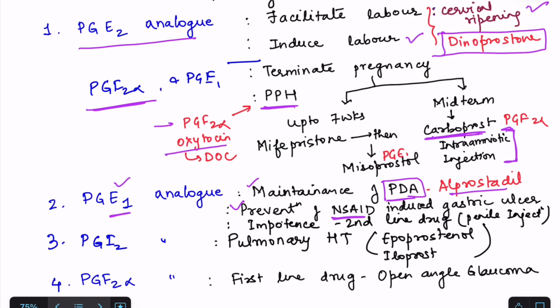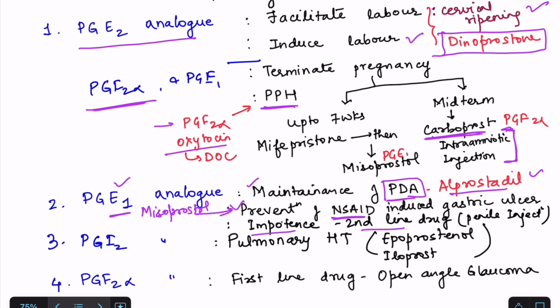So, for maintenance of PDA, alprostadil is used. Again, PGE1 analog for prevention of NSAID-induced gastric ulcer. Misoprostol is the drug. Okay, but remember the drug of choice is proton pump inhibitors, not misoprostol. Drug of choice, first drug of choice is proton pump inhibitors. But yes, PGE1 analog can also be used. It is very specific drug because it is acting on the pathophysiology where the damage is occurring. Right? Then PGE1 analog alprostadil can also be used for impotence. And again, it is a second line drug, not the first line drug. In this, alprostadil is directly injected into penis and this can help in impotence because it will cause a vasodilation.